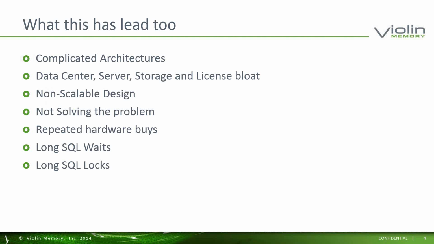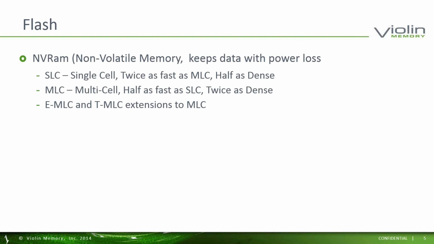You have SLC. SLC is a single cell. Essentially, it's twice as fast as MLC, and half as dense. And MLC is half as fast as SLC, but twice as dense. So, most times, if you have a high-performing OLTP with a lot of writes, then an SLC might be more appropriate. But for most implementations that I've seen, MLC really is sufficient. There are also other types, eMLC and TMLC. They're basically just extensions to the MLC architecture.